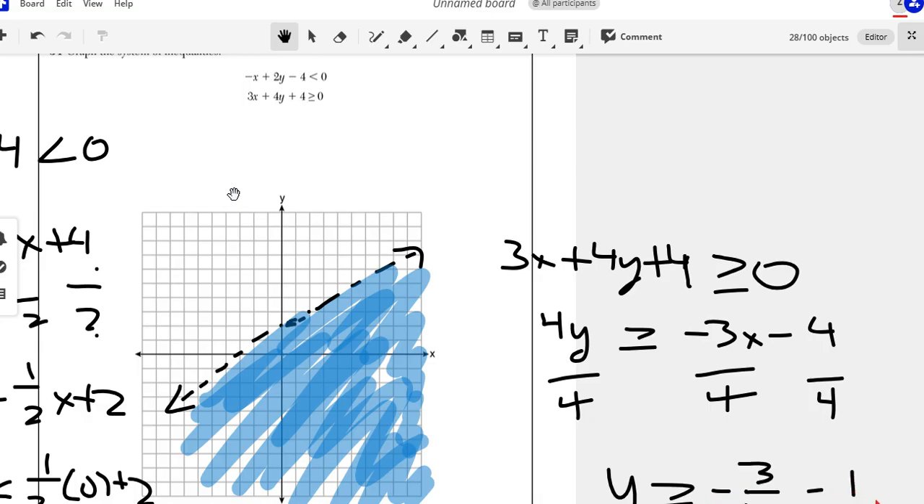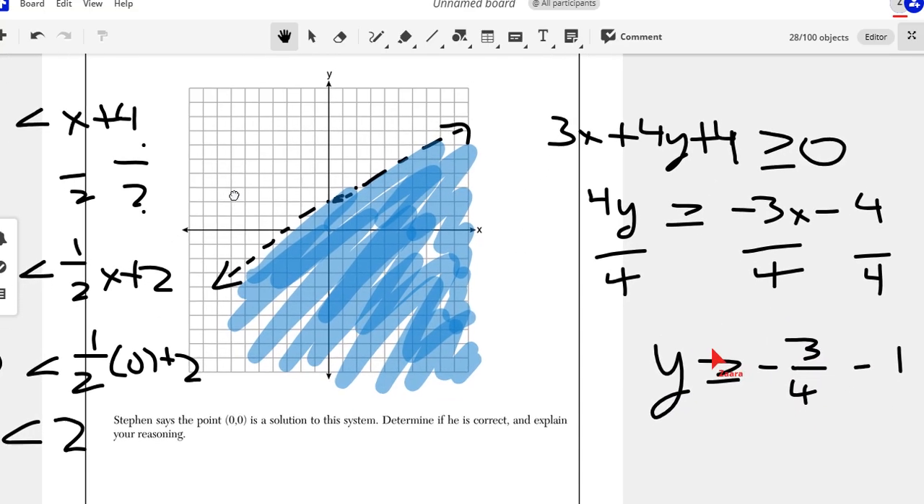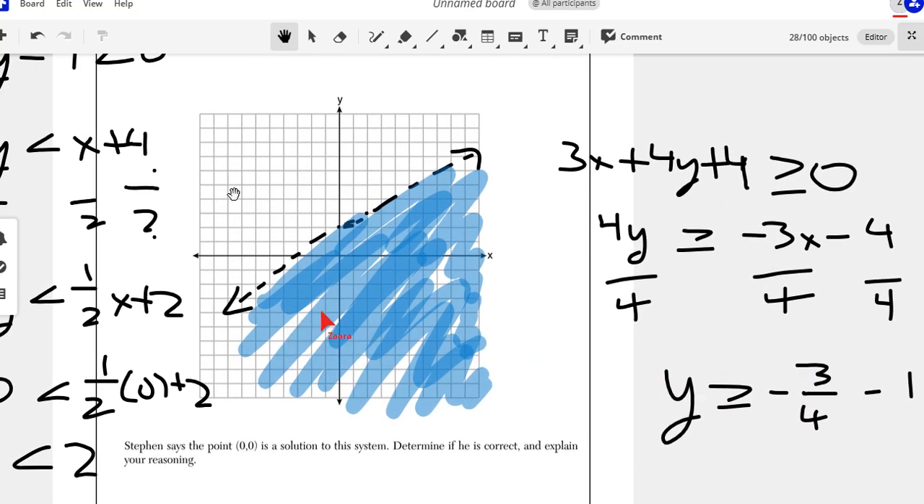Okay, now we graph. Yeah, please graph it. So -1 right here. Then 3 down and 4 right. 3 down, 4 right. So right here.